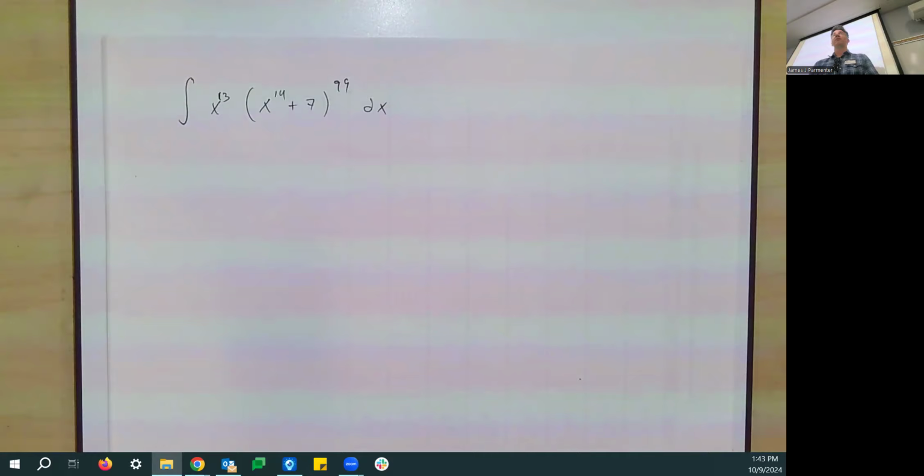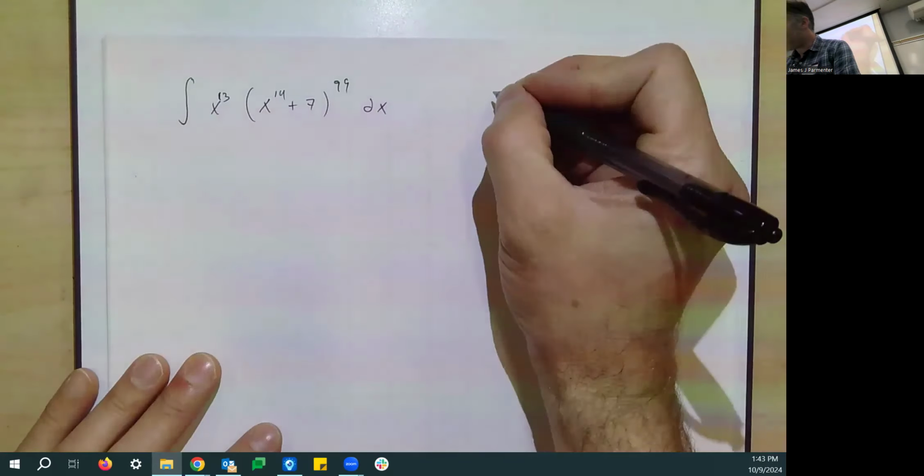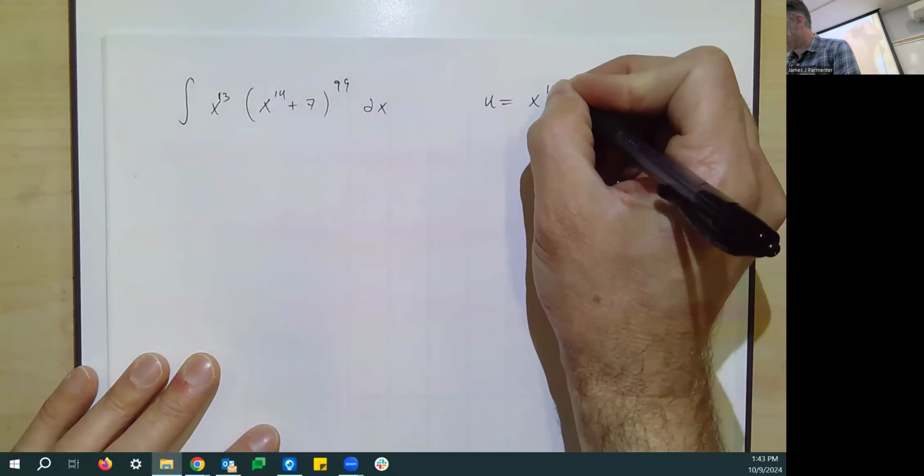So we don't have to do that, though, because there's a very nice u-substitution here. There's an excellent choice for u. It's the stuff inside the other function. So I'm going to pick u equal to x to the 14th plus 7.